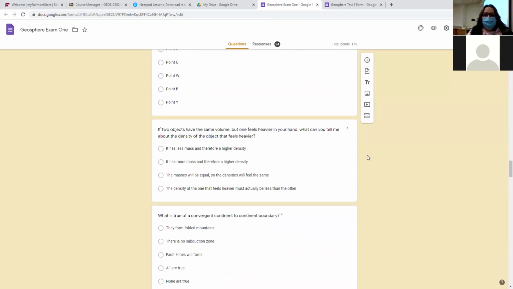If two objects have the same volume, but one feels heavier, what can you tell me about the density? It has more mass. If it feels heavier, it's going to have more mass, which means it has a higher density.